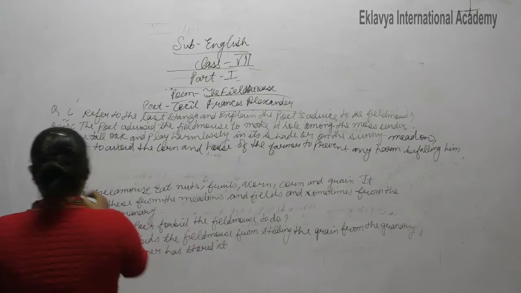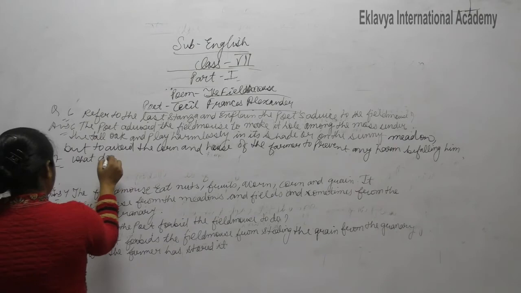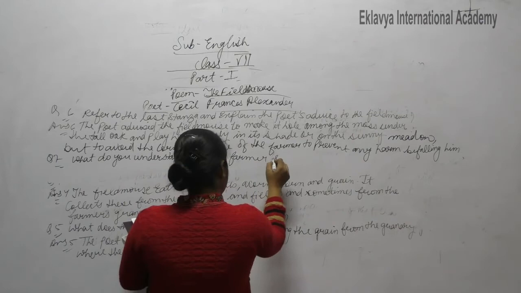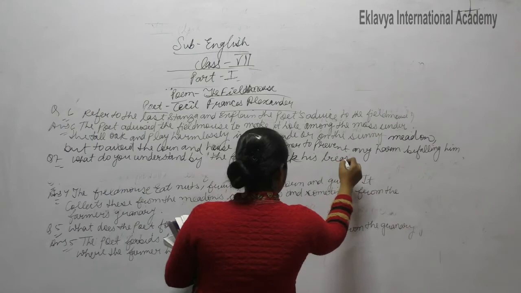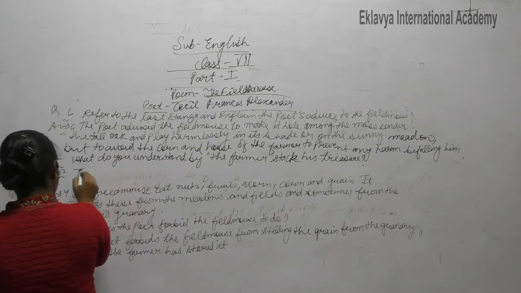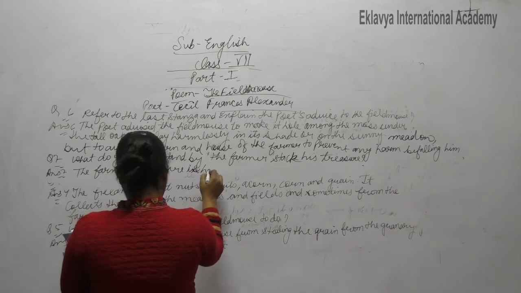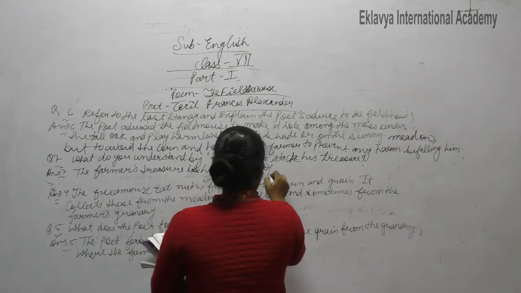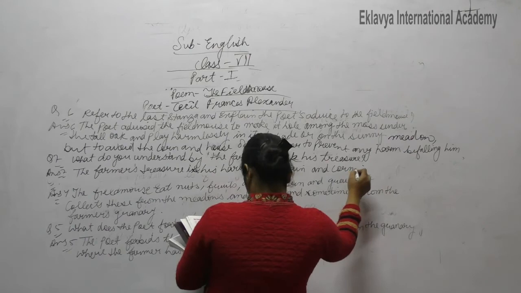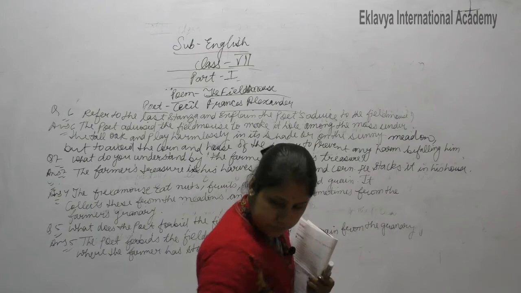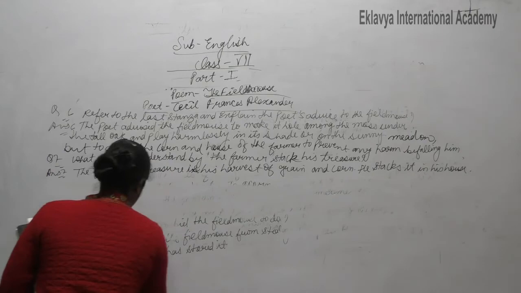Next, question number 7th is what? What do you understand by the farmer stack his treasure? The farmer's treasure is his harvest of grain and corn. He stacks it in his house.